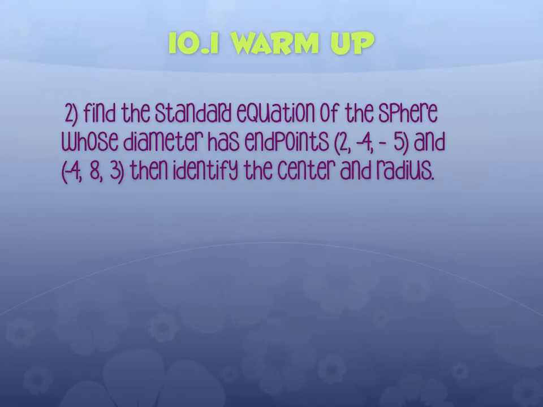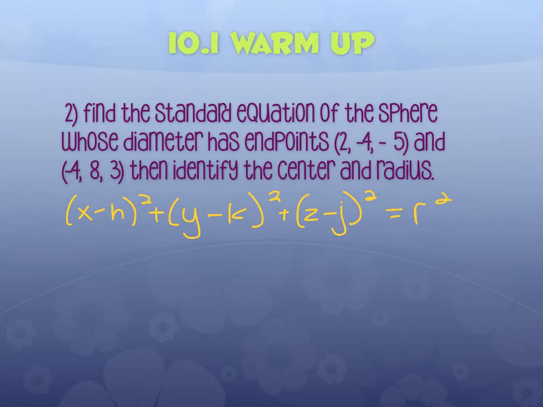God bless you. Okay, then this one says, find the standard equation of the sphere whose diameter has endpoints of 2, -4, -5, and -4, 8, 3, then identify the center and the radius. So if you think about your standard equation, which is x minus h squared plus y minus k squared plus z minus j squared equals the radius squared. That's the standard equation for a sphere.